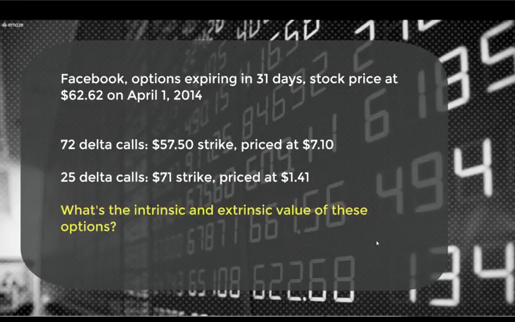If we look back at our Facebook example several slides ago, the options that were expiring in 31 days, the stock price is at 62.62 on April 1st. We look at a 72 delta, which at that time was the 57.5 strike, and that was priced at $7.10. We look at that 25 delta, which was at the 71 strike.